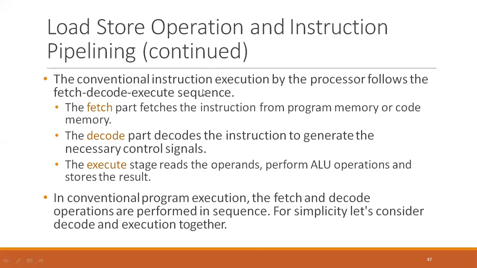The conventional instruction execution by the processor follows the fetch, decode, and execute sequence. That is a part of the instruction pipelining, right? So what does instruction pipelining contain? It contains three sequences: fetch, decode, and execute. What is the fetch part? It fetches the instruction from program memory or code memory.